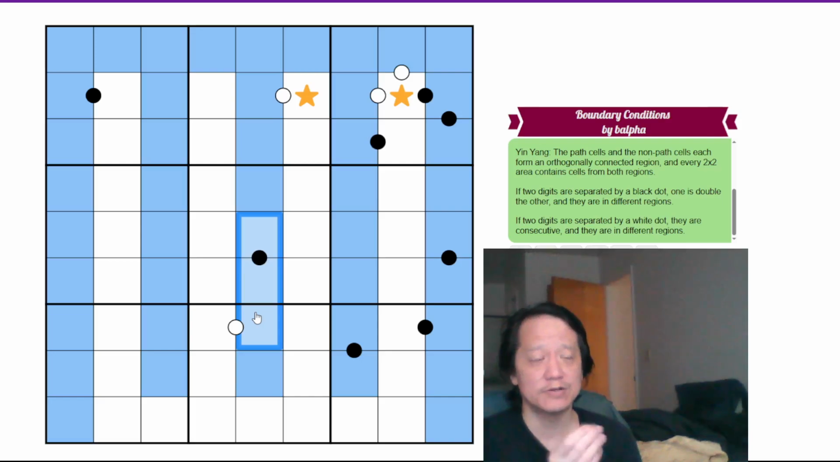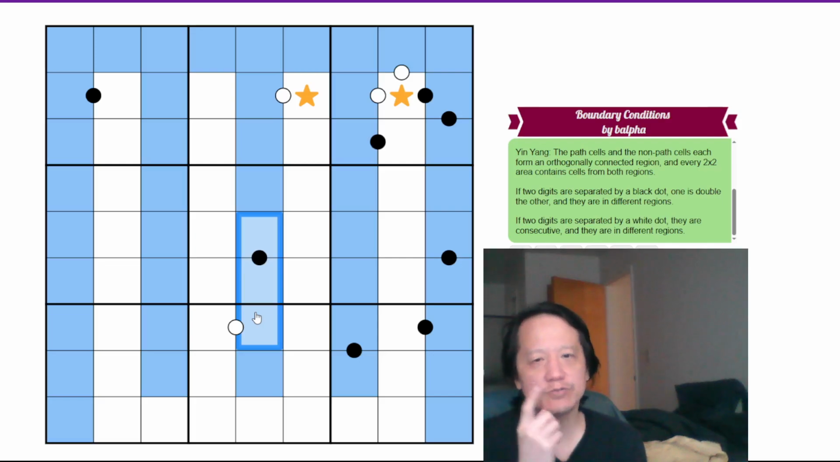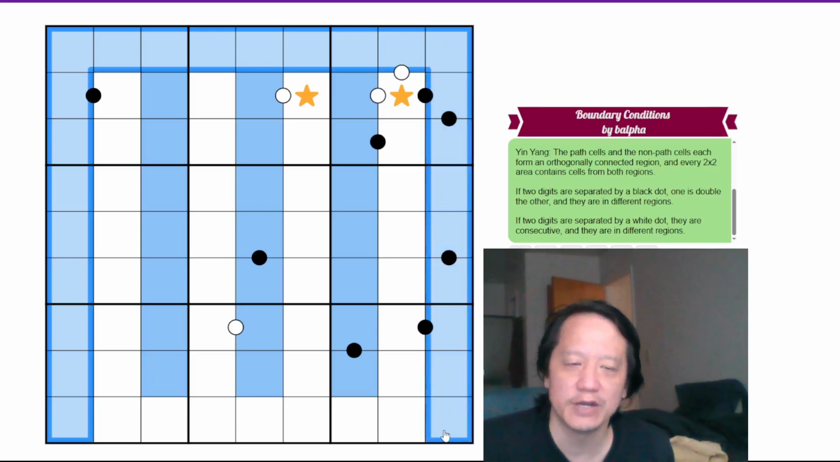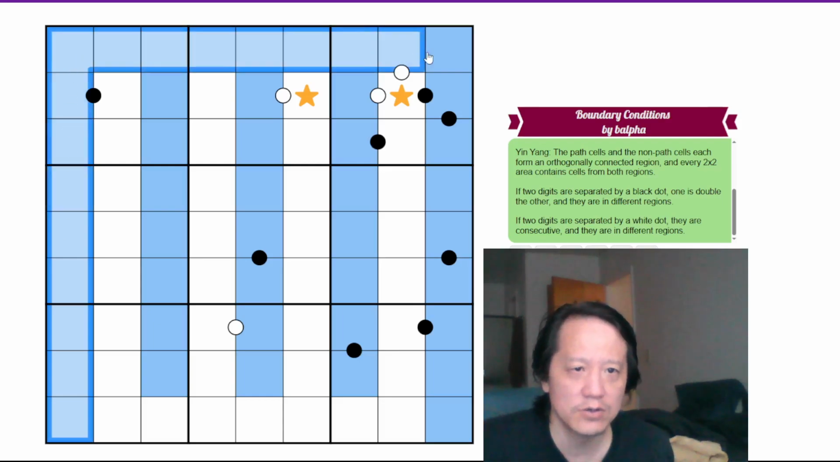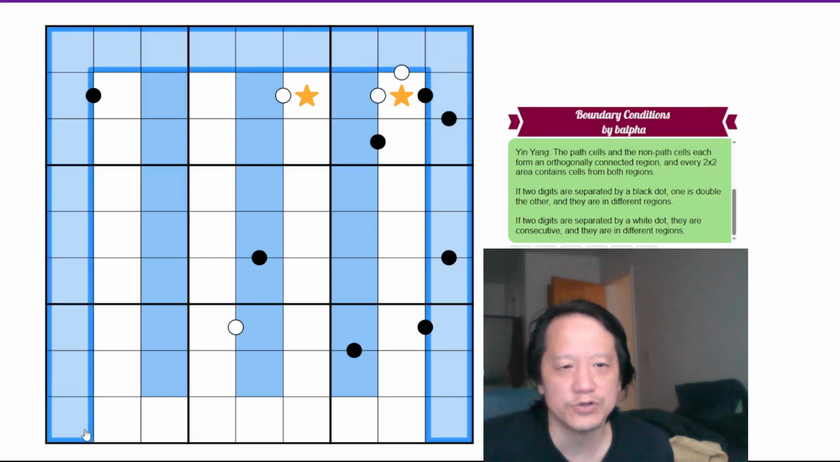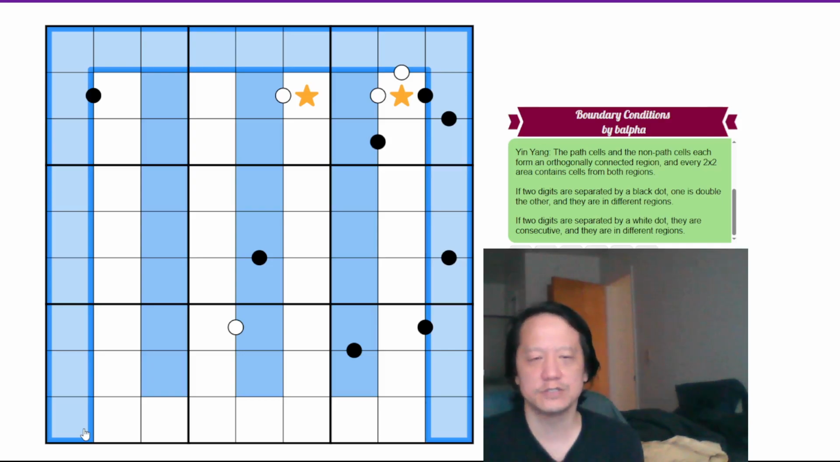Here we have path cells and non-path cells must each form an orthogonally connected region, and every 2x2 area contains cells from both regions. Now, what is an orthogonally connected region? It's a region where you can go from any cell in that region to any other cell in that region just by going through edges, all while staying within the region. So, for example, to get from here to here, you just go along this path that I highlighted, going through edges, all while staying within the non-path regions.